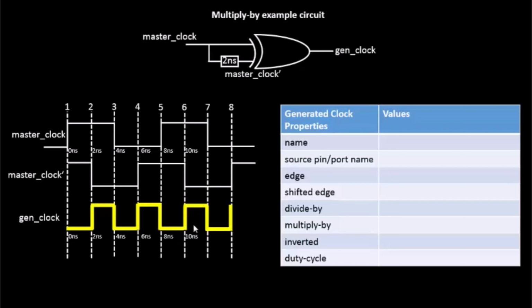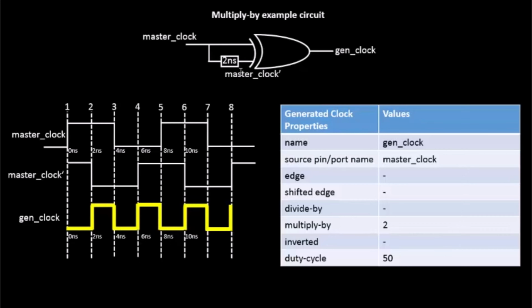Now, how do we code this waveform? You have the generated clock, the master clock, and the multiply by option. You just give the multiply by option as 2, and you give the 50% duty cycle. That's all. That's the only option needed to define a multiply by circuit.